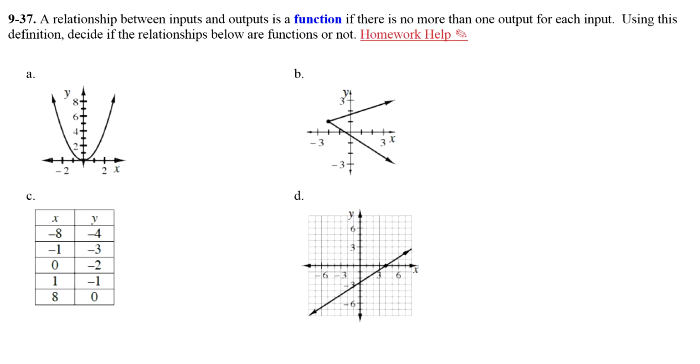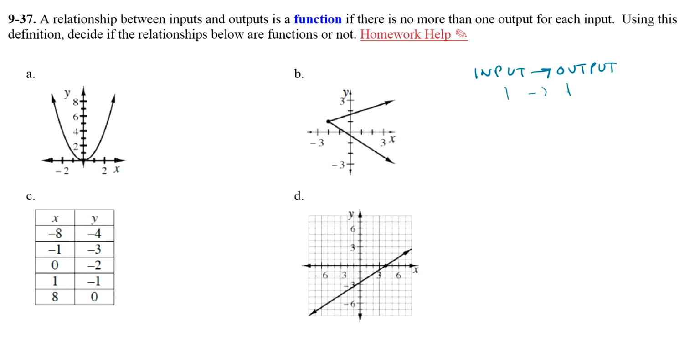All right, so 937. A relationship between inputs and outputs is a function if there is no more than one output for each input. Using this definition, decide if the relationships below are functions or not. So if you have one input, it goes exactly to one output. Okay, so it's what they say is a one-to-one relationship.